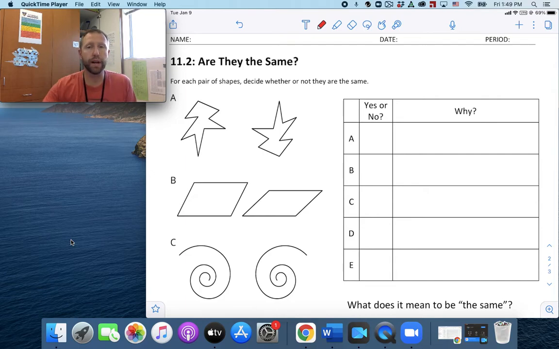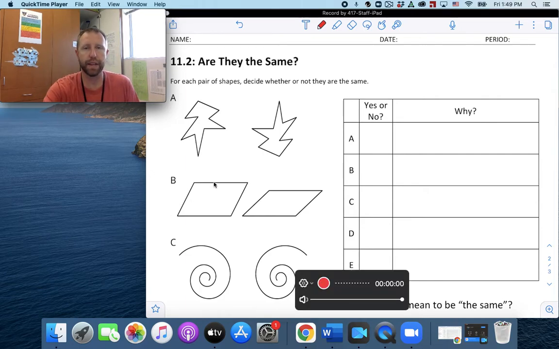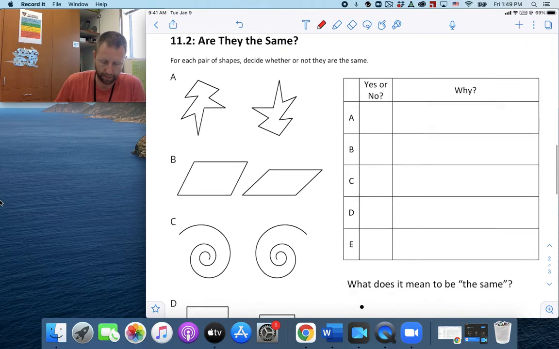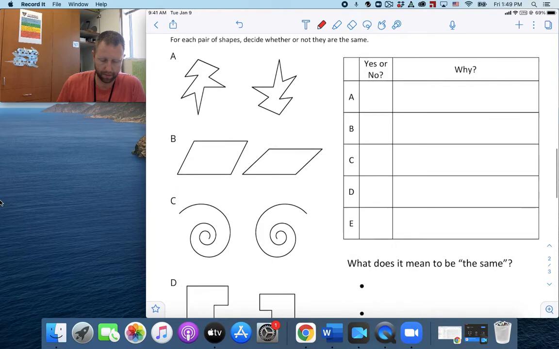We're on to the meat and potatoes of the lesson. I've got 11.2 on page 42, and it says here, for each pair of shapes, decide whether or not they are the same. So again, same thing here. Pause the video, and then you can play it when you're done to see if you were correct or not. See if you can identify if they're the same or not. My hint to you would be use patty paper.